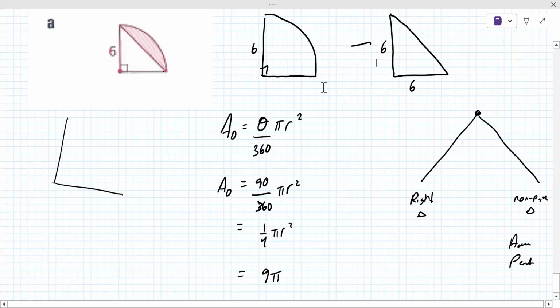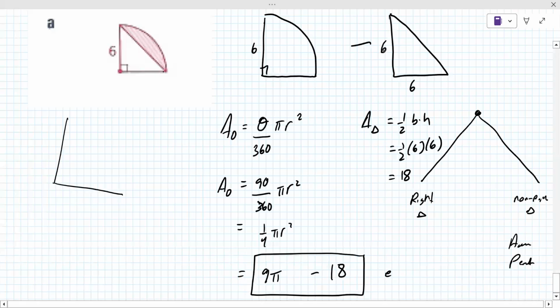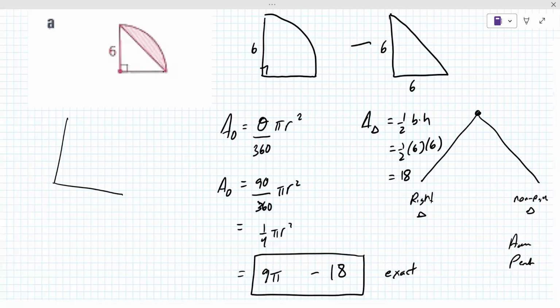Sometimes it's good to label the sides again of the triangle. So we got 1/2 base times height, which is 18. So as much as you might not like that answer, that is the exact answer. That's just 9 pi minus 18. Yes. All right.